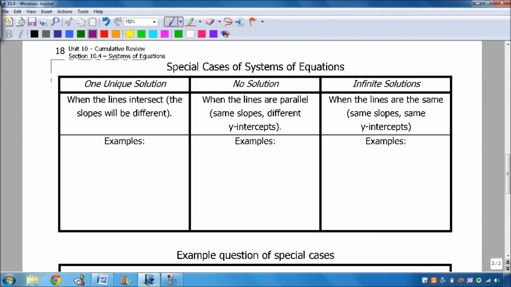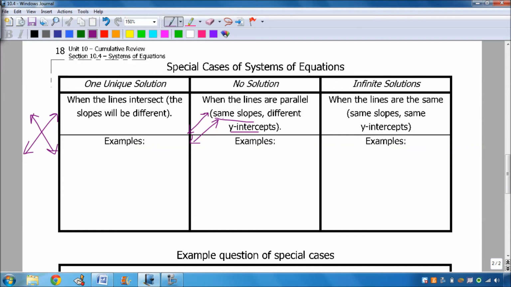All right, so let's take a look at page 18 of our packet, and we're talking about special cases of systems of equations. So sometimes you'll get one unique solution, and that's where the lines will intersect. And the only time your lines will intersect is if your slopes are different. Okay, sometimes you'll get no solution, and that's when the lines are parallel. And in order for lines to be parallel, they have to have the same slopes but different y-intercepts. They start at a different place, but they go up and over by the same amount.